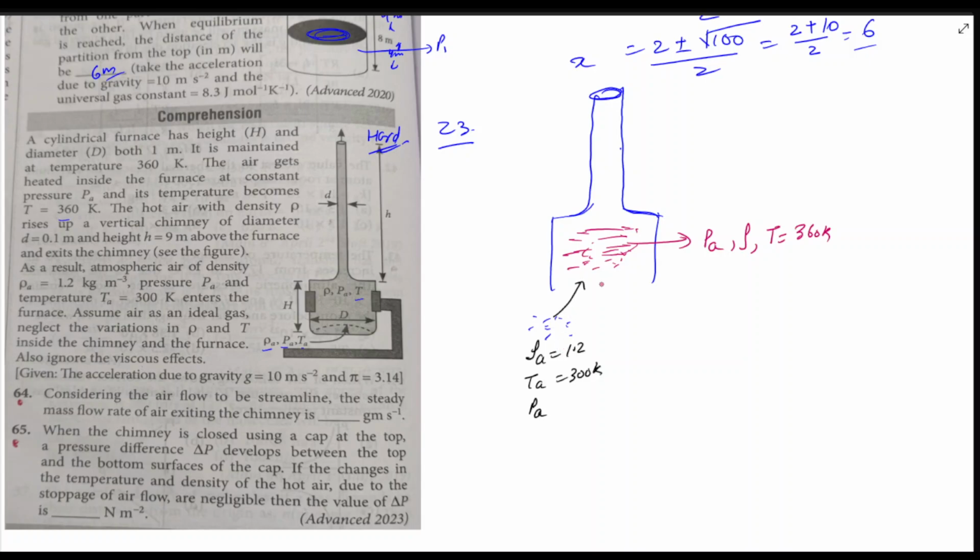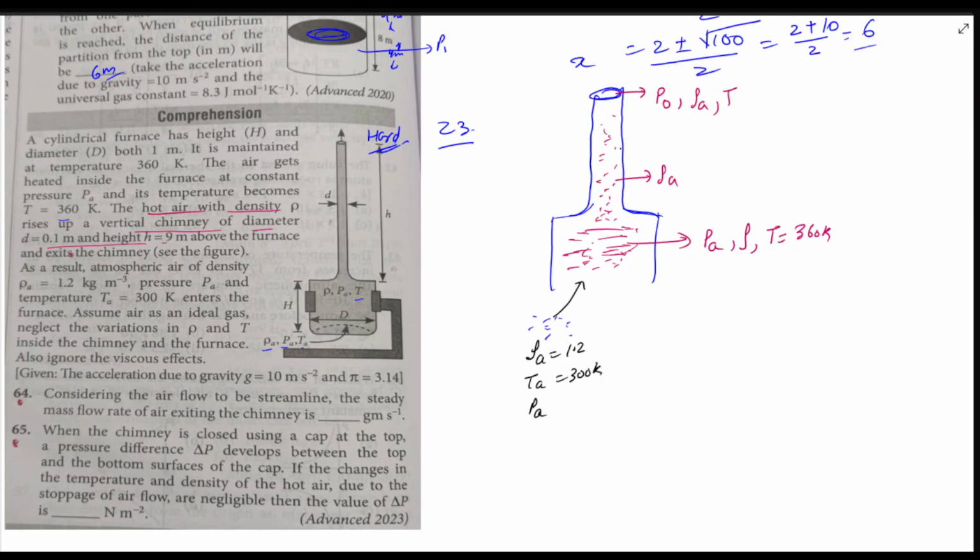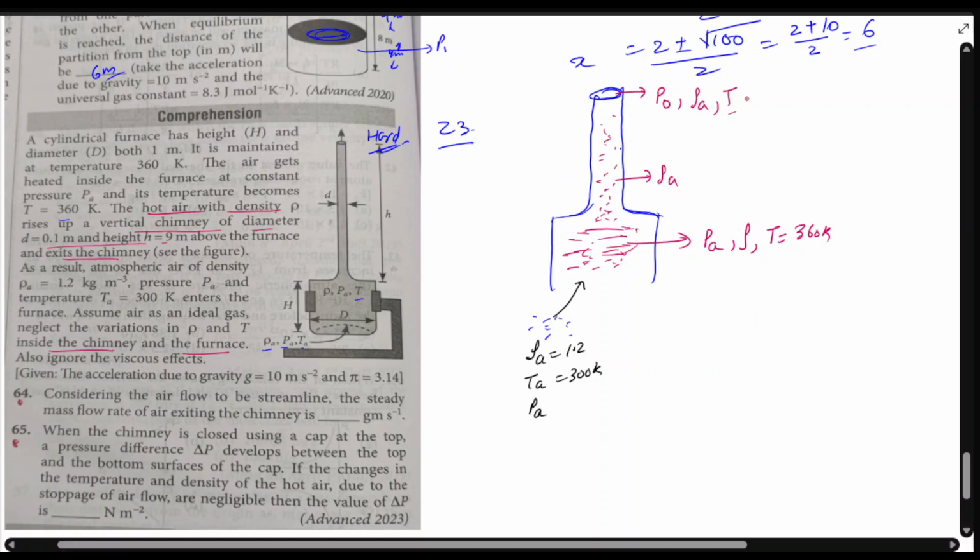Now this is raised like this. The density will be the same, but the pressure will start to change. So here let's say the pressure is P naught, but the density is the same. And what happens to the temperature? The temperature will be the same, because the hot air with density rho rises up vertically through the diameter and exits the chimney. Assume the air is ideal, and neglect the variation of rho and T inside the chimney and the furnace. So here the temperature is the same, T will be 300.